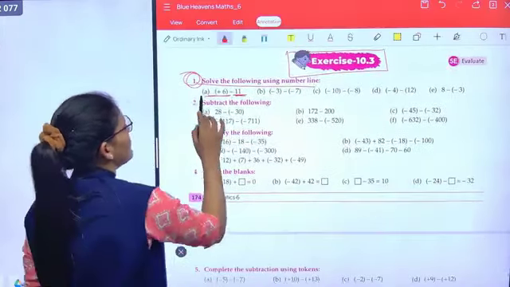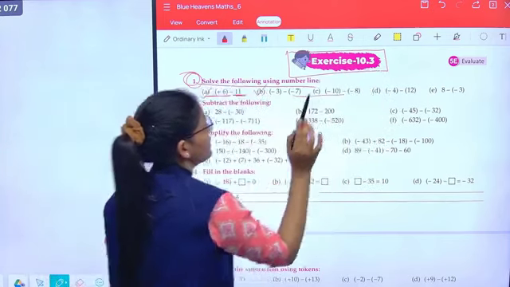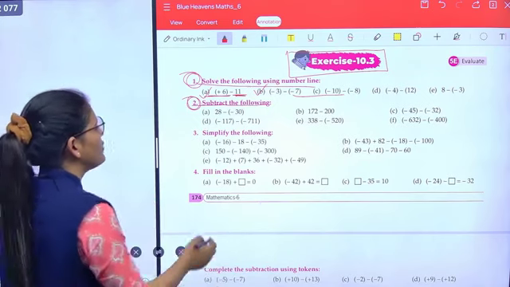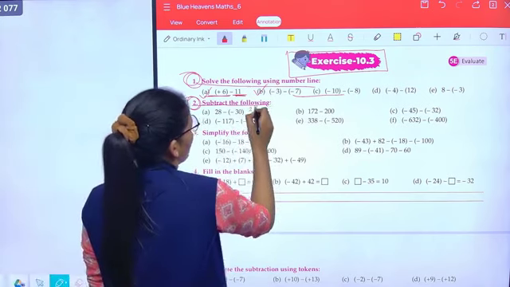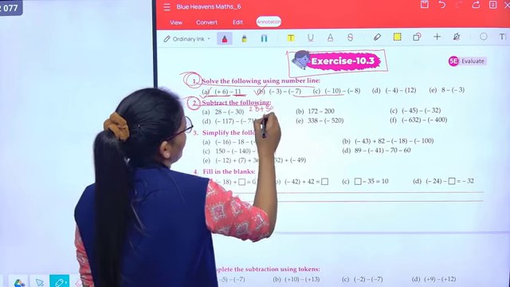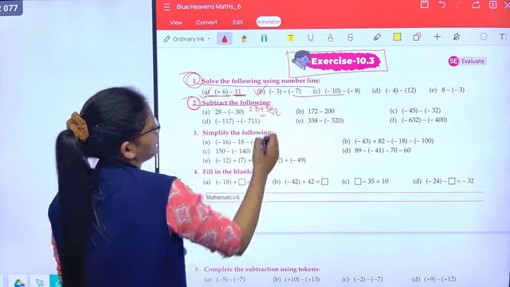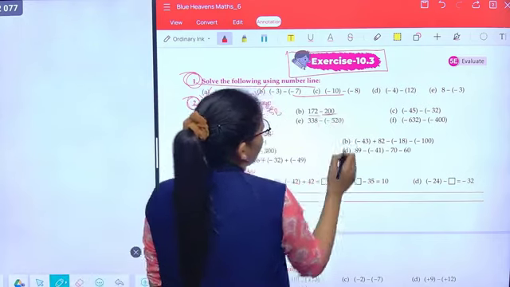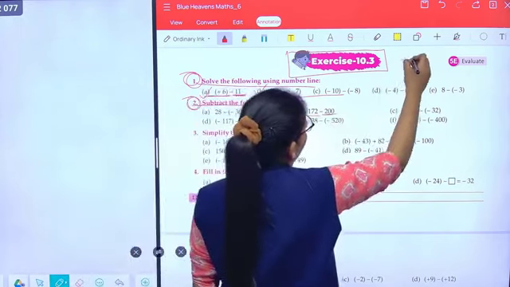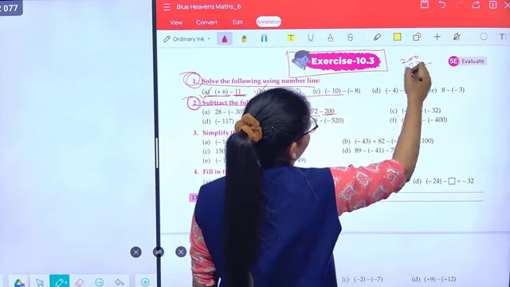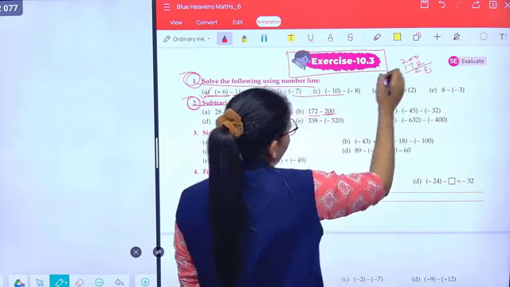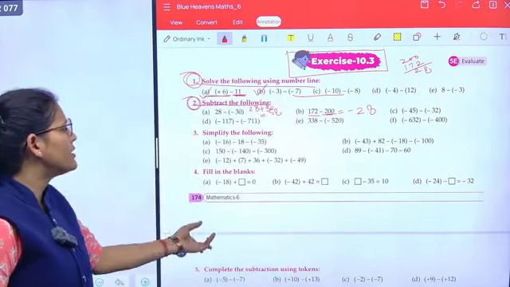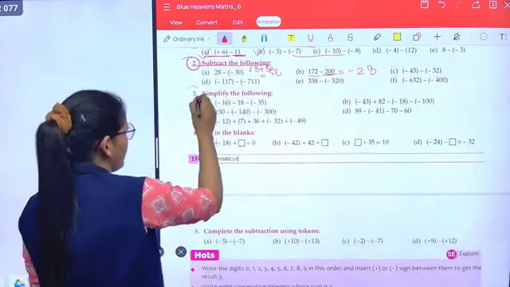Now class, A and B part is done. Rest of the parts, do yourself. Come on, question number 2. Subtract the following. Now class, you can see here 28 minus plus 30, that is class 58. Understand? 200, you can see here 200, 172, that is 28. Now class, minus 28. Rest of the parts, yourself. Come on, question number 3.